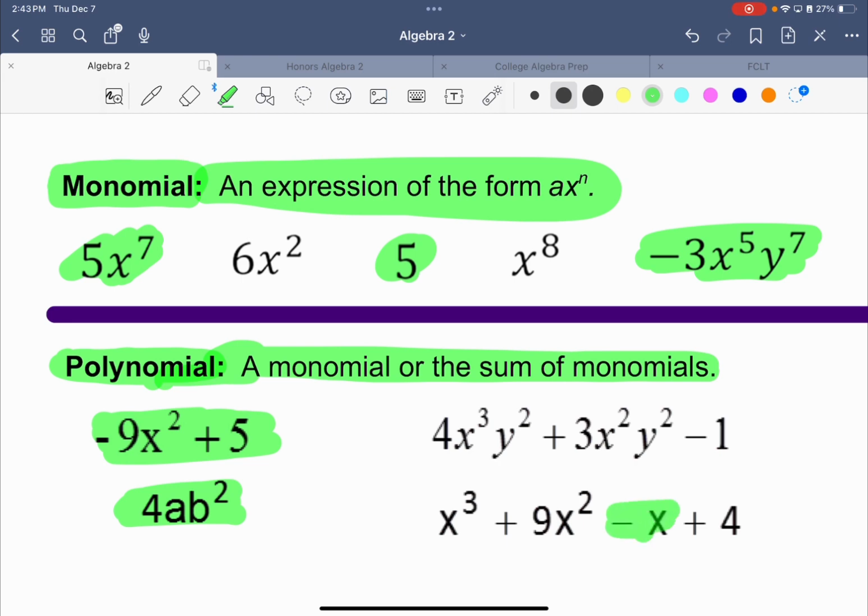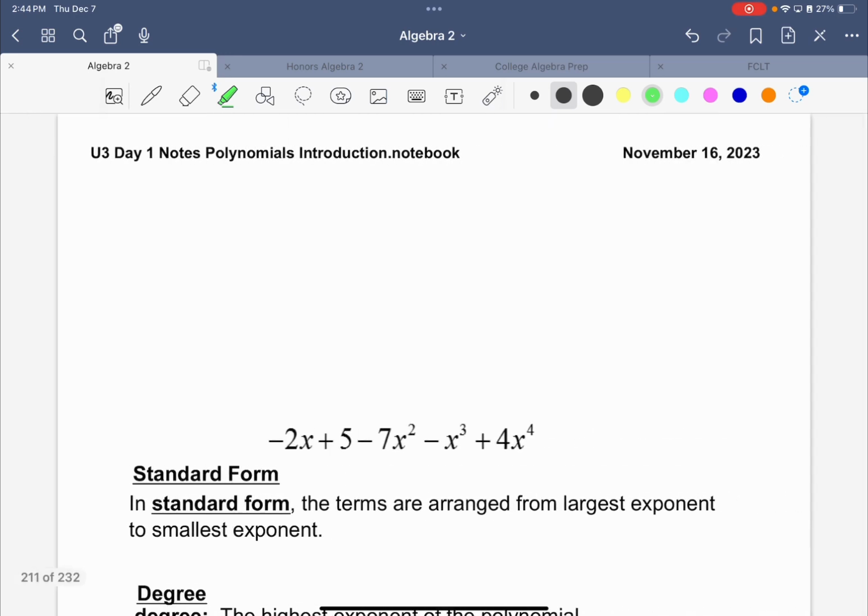Now, obviously, addition and subtraction, it says it's a monomial or the sum of monomials. Subtraction is just adding the opposite. So subtraction is the same thing as adding, it's just adding the opposite. And we've talked about quadratics. We've talked about trinomials. We've talked about all of these things. Quadratics was the whole last chapter. And quadratic is an example of a polynomial.